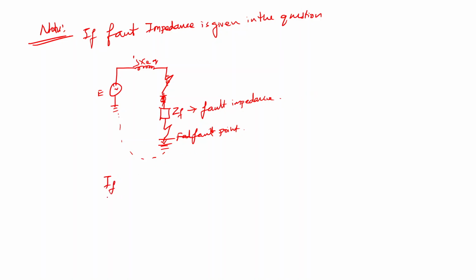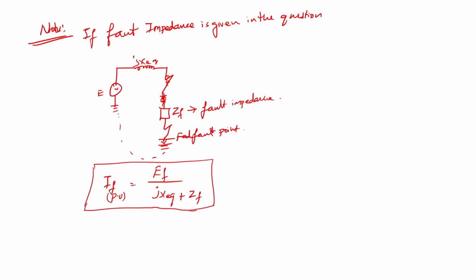IF per unit will be calculated as usual. EF is nothing but the voltage, in volts for a volt problem also, and as usual ZE equivalent we will add plus this ZF. That's all. Just add this ZF in this formula, then you will get IF. So this is the note you need to consider if the fault impedance is given. Some questions may give the fault impedance. So this is how we need to find IF per unit in that case.